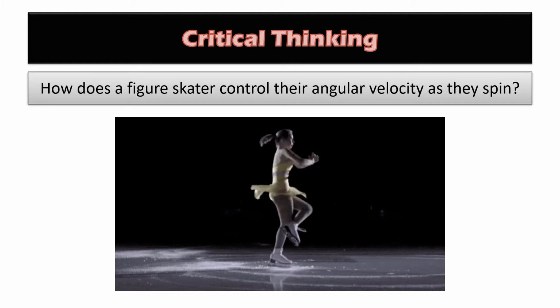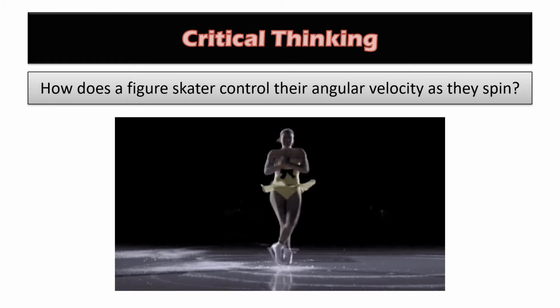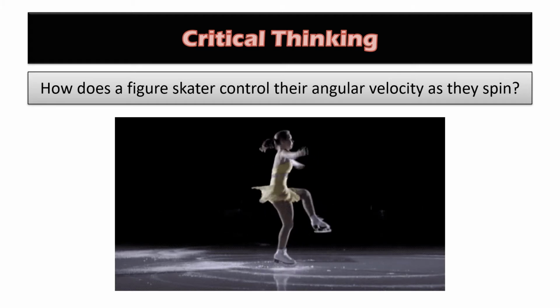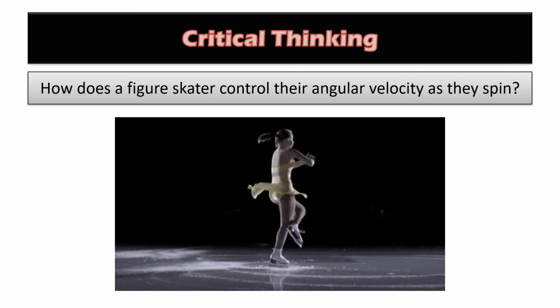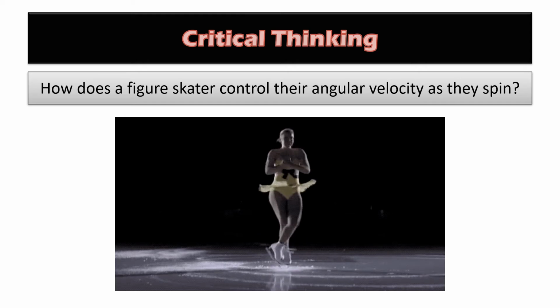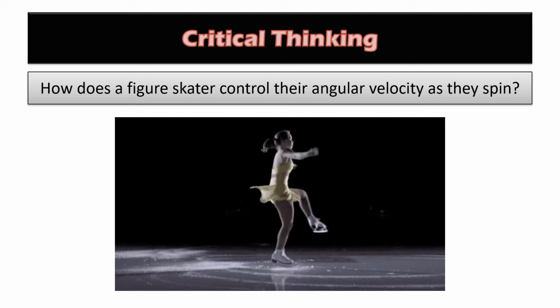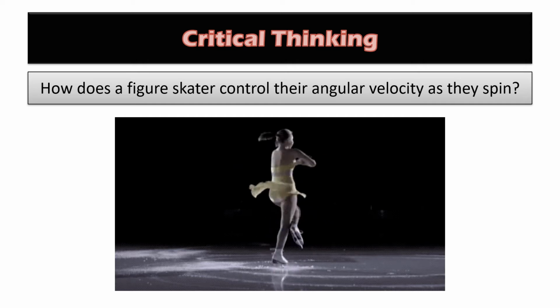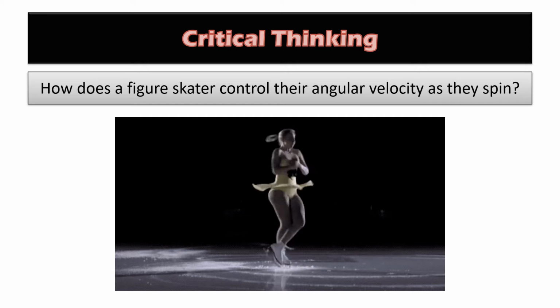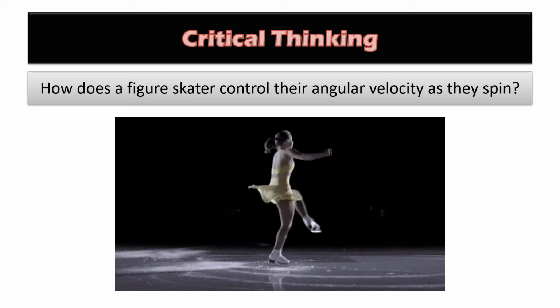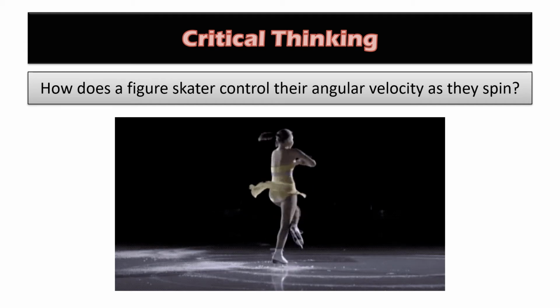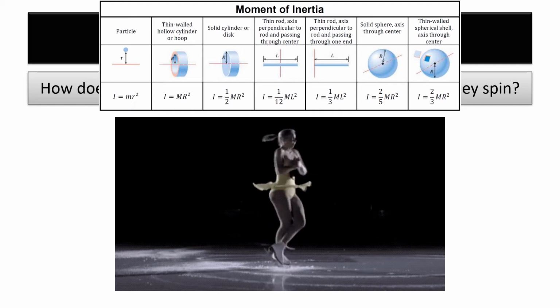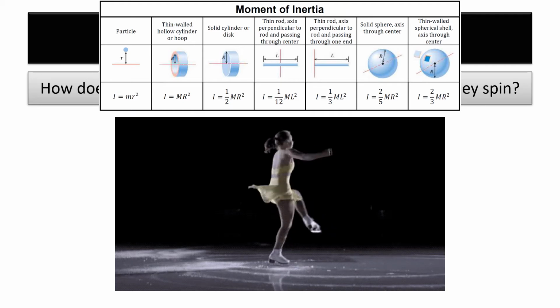So here's a GIF of a figure skater spinning faster. So slow, and then as she pulls her arms in, she's spinning faster. How does her body know, okay, I'm putting my arms closer to me, that means I spin faster? How does that happen? Well, we have to think about moment of inertia.